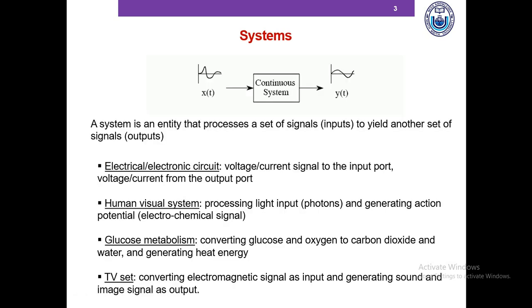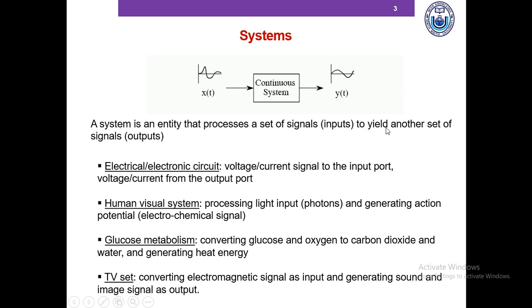So what is a system? A system is an entity that processes a set of signals or inputs to yield another set of signals or outputs. So a system takes some signals and does some operation on that signal and produces an output.